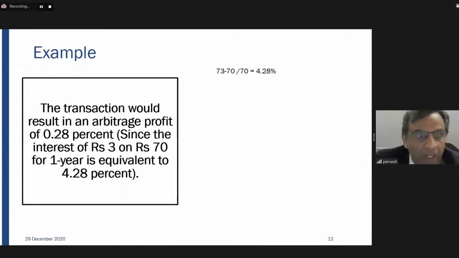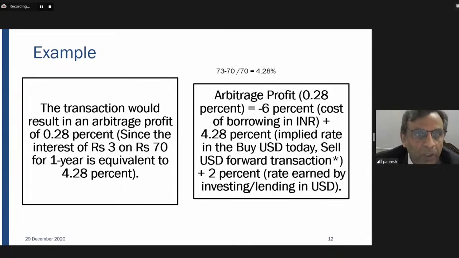Okay. And the arbitrage profit is what? Minus 6%, which is the cost of borrowing in India, plus 4.28% the gain in the currency. Okay. Plus 2% money which you are earning by putting your money in America. So you make an arbitrage profit of 0.28%. So this transaction would result in an arbitrage profit of 0.28%, since the interest of rupees 3 on 70 for 1 year is equal to 4.28.